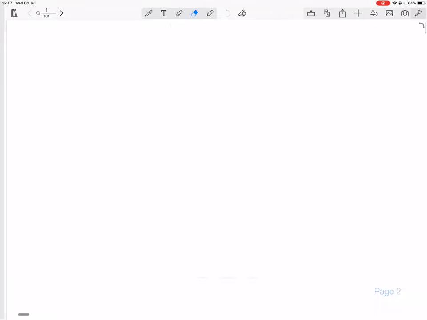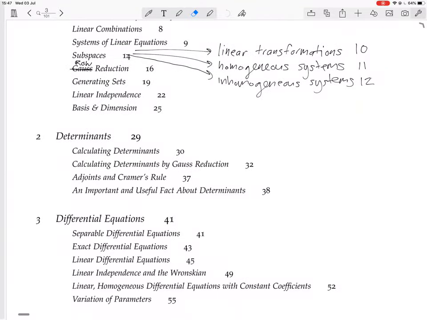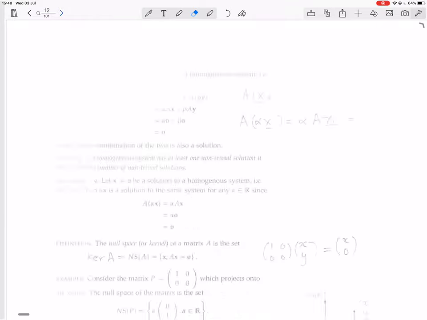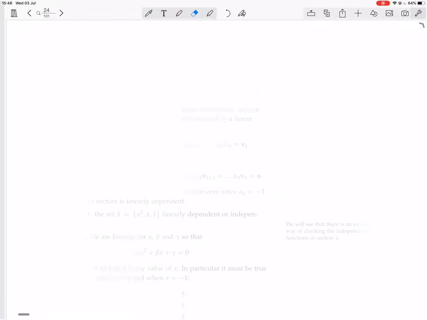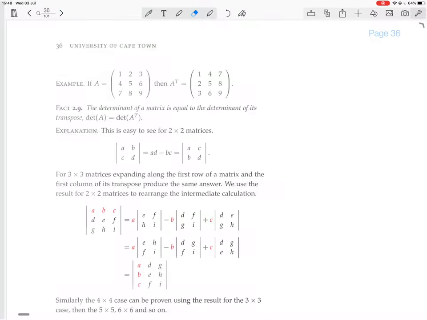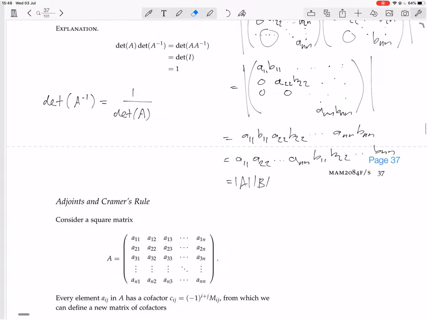Okay, so now we are still doing determinants, but we're now looking at adjoints and Cramer's rule. Adjoints are very useful and good. Cramer's rule is very irritating and silly. Okay, so adjoints and Cramer's rule.